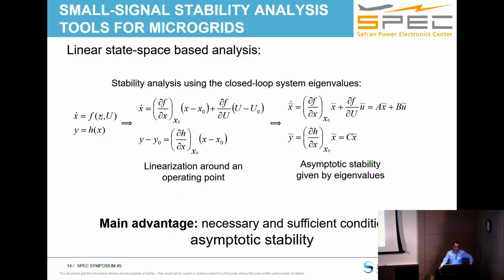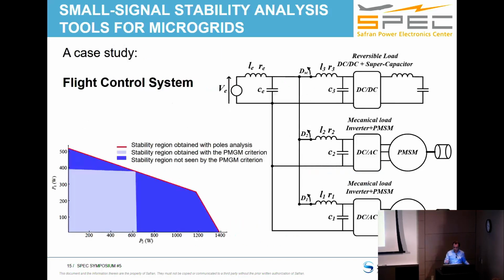That means that your system gets nonlinear. You have a nonlinear system, so you have to linearize it around an operating point, and then it's very well known: eigenvalues and so on. Then you have a necessary and sufficient condition of asymptotic stability without having any knowledge about the domain of validity of your analysis in that case.